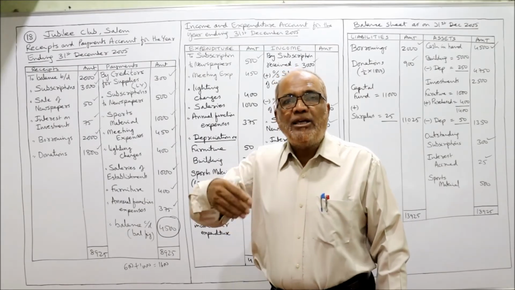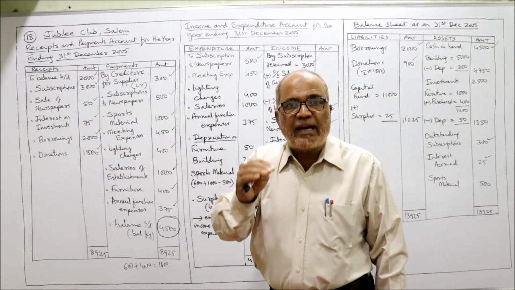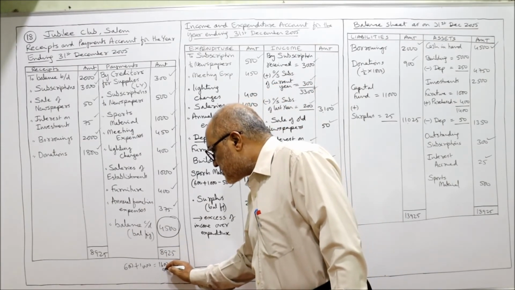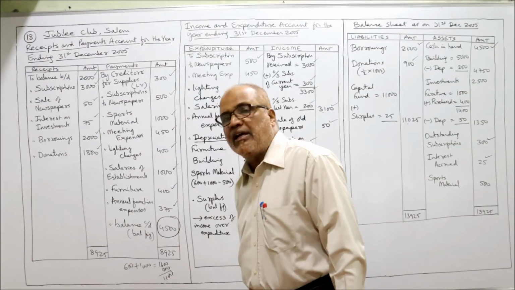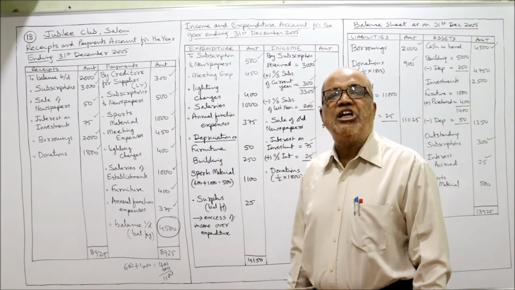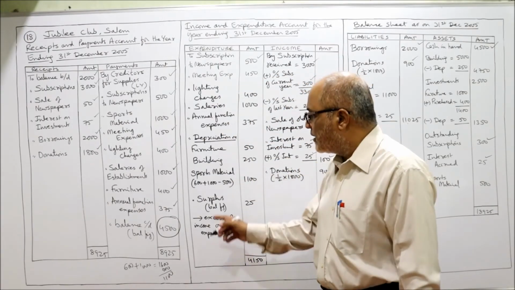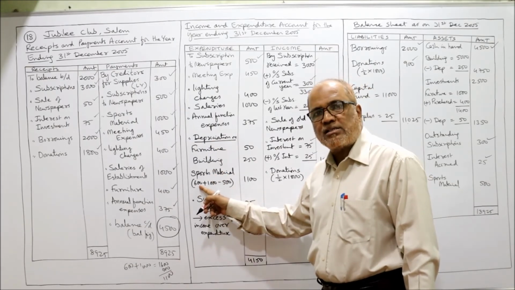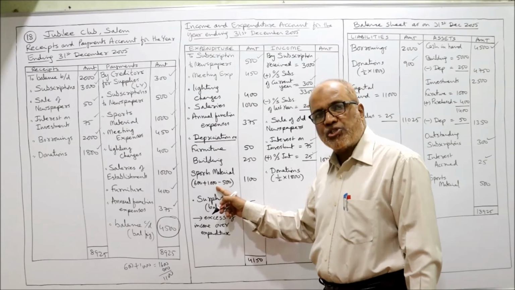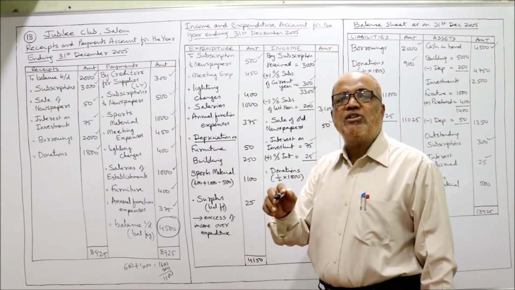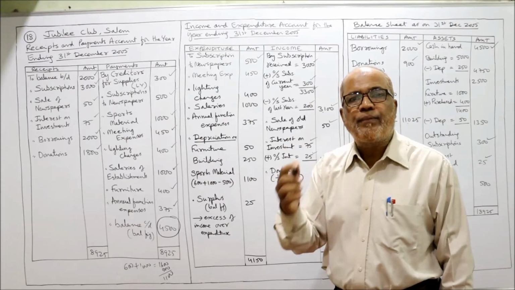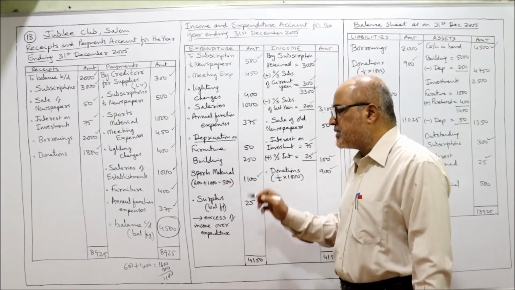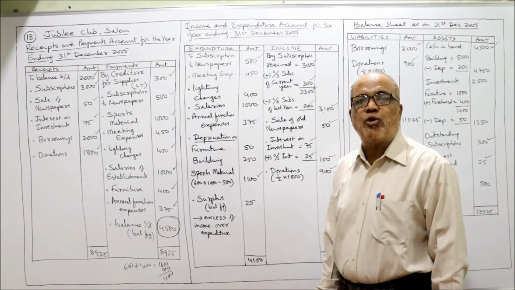Depreciation. By using sports material, the value will get decreased. So from 1600 to 500, that means 1100 rupees the value has decreased. That 1100 rupees is the depreciation on sports material. So here I have taken depreciation on sports material: 600 opening balance, 1000 material purchased, but at the end of the year it is given stock of material is only 500. So 600 plus 1000 minus 500, 1100 rupees is the depreciation on sports material.